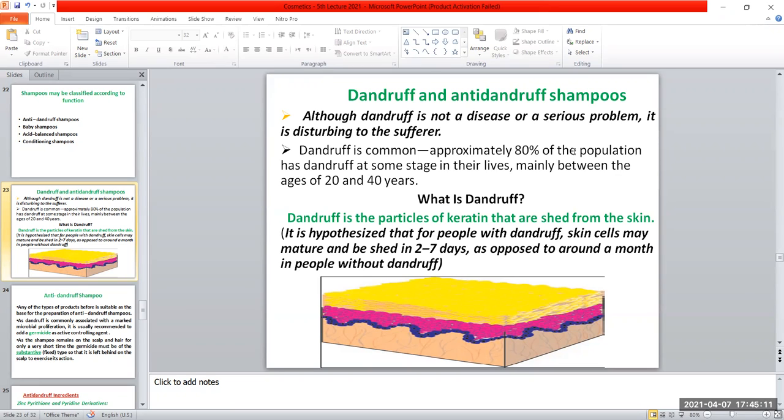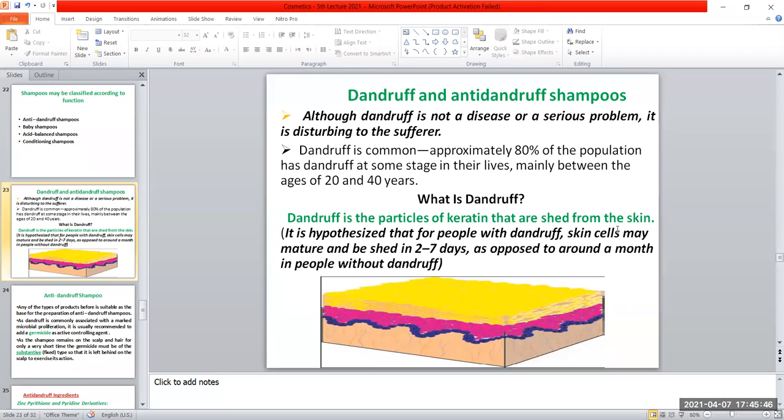Dandruff is common. 80% of the population have dandruff, typically in the age range between 20 and 40 years. It can also start to appear a bit earlier, from around 15 years. So what is dandruff? It is particles of keratin that are shed from the skin. It is excessive keratin particles which are shed off the skin like white flakes.